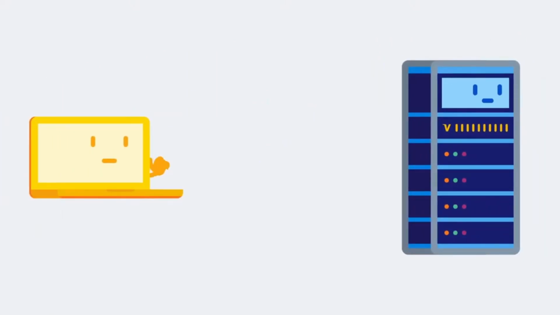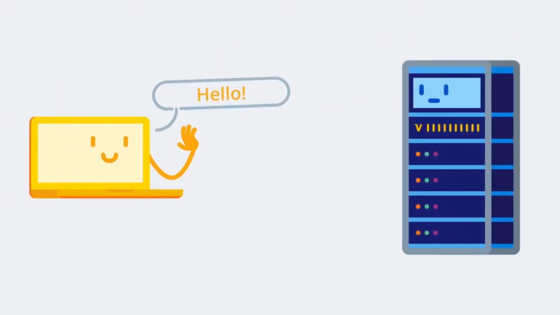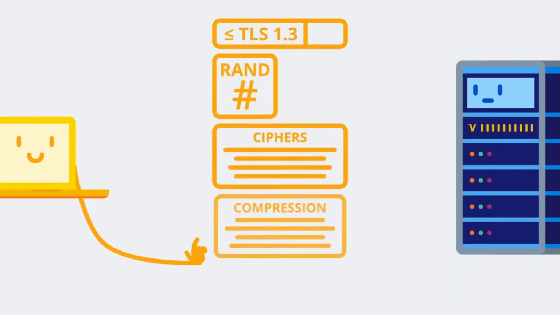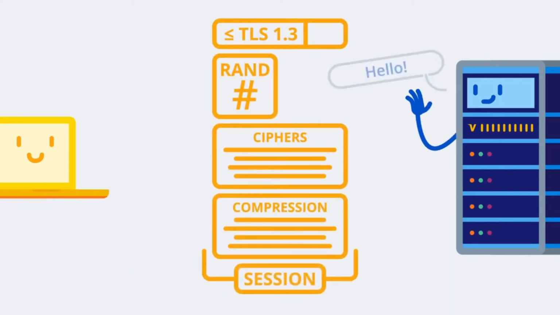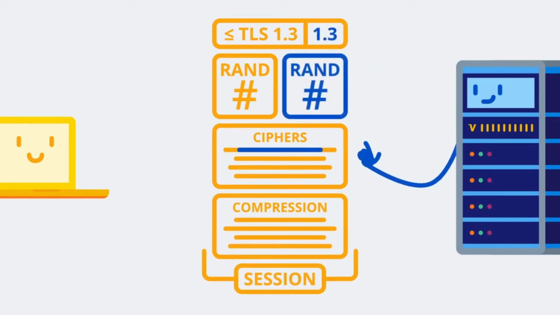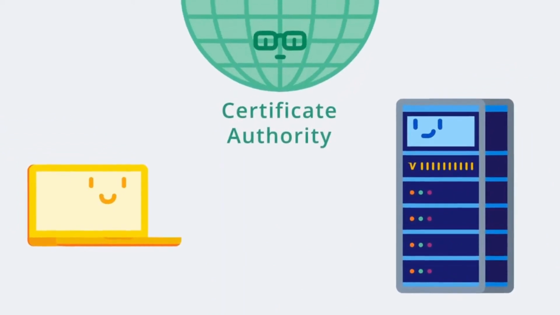During the two-way SSL handshake, the client initiates a client hello request to the server, specifying the highest TLS protocol version that it supports, a random number, a list of supported ciphers, compression method, and a session ID. The server then responds with a server hello message to the client containing the chosen TLS protocol version, a random number, supported cipher suite, and compression method from the choices offered by the client.